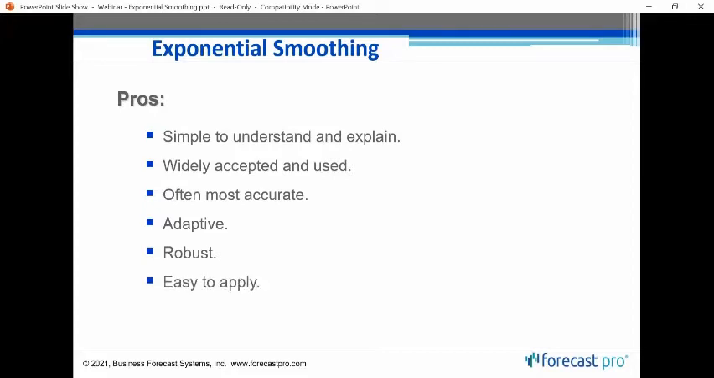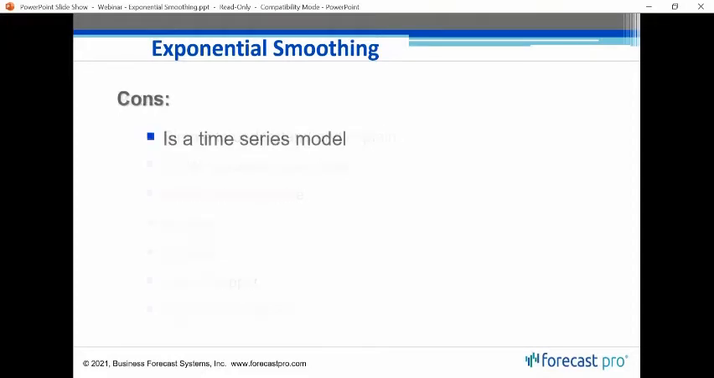It's easy to apply. Hopefully we'll be illustrating that very shortly, but it is pretty straightforward in terms of model selection and optimizing the models. It can be automated, and that's a big advantage, particularly if we're forecasting lots and lots of items.